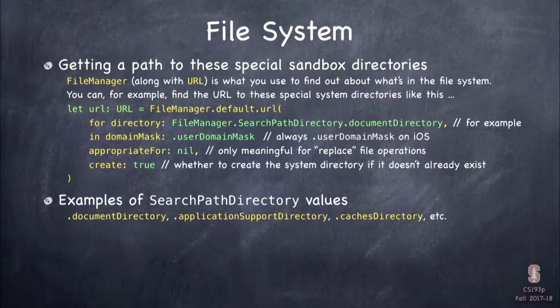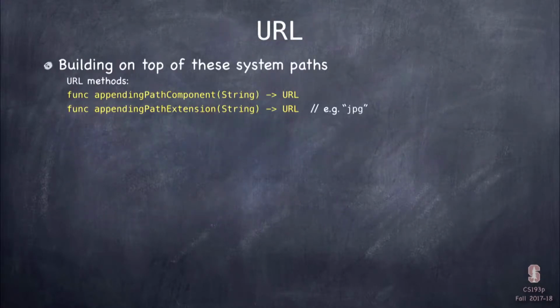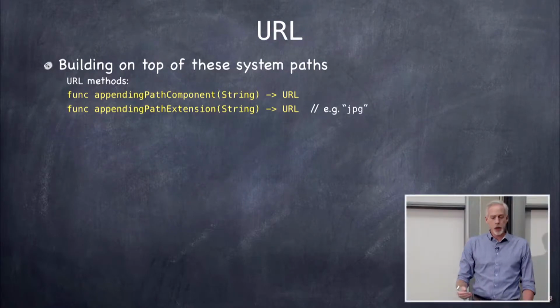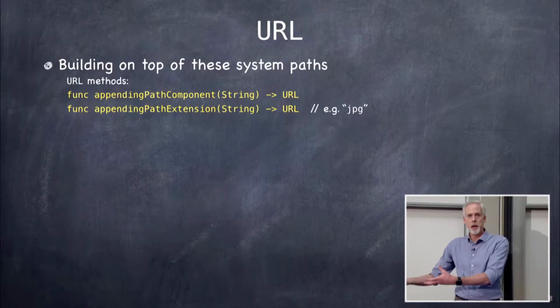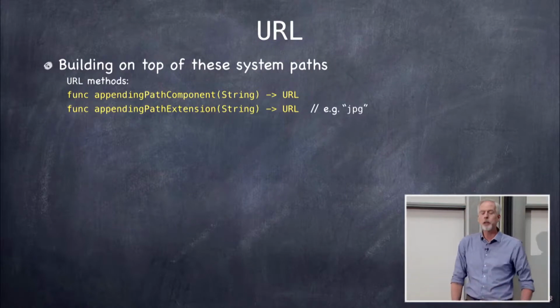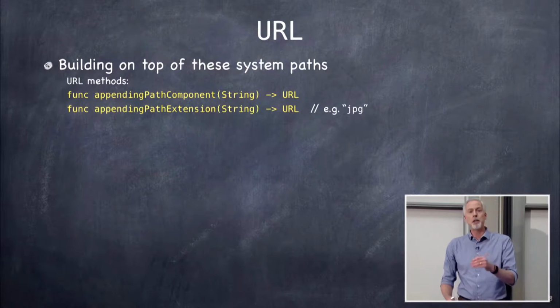So this is how you get a URL. You see the return value is a URL into the sandbox. Now that you have a URL in the sandbox, you can start writing files. And the way you do that is by using the URL method appending path component, which adds a directory or the name of a file onto the end of that URL. You can even add file extensions. It's perfectly legal, by the way, to say appending path component foo.jpg. You don't have to do the extension with a separate call there.